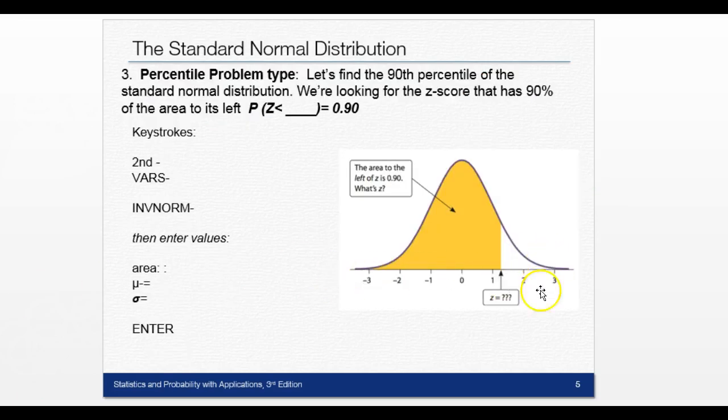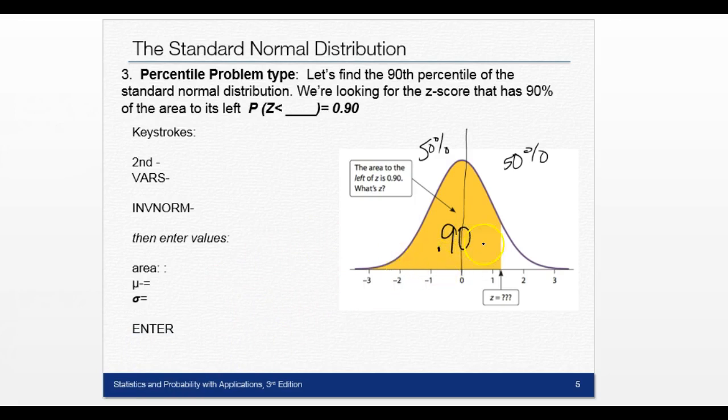Last type of problem here. Let's find the 90th percentile of a standard normal distribution. We're looking for the z-score that has 90% of the area to its left. So here's the curve. It's already shaded for you. But if you don't know why it's shaded like this, think of it this way. Remember, 0 is right in the middle, so 50% on this side, 50% on this side. Well, 90 is greater than 50, so we shade it over here. And we know that all this area over here is 0.90.